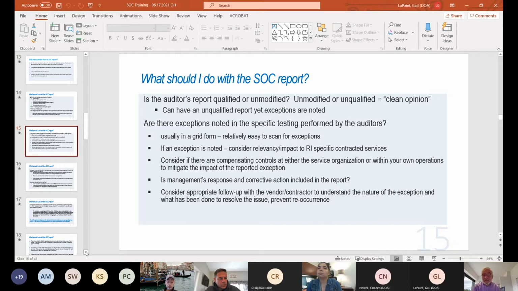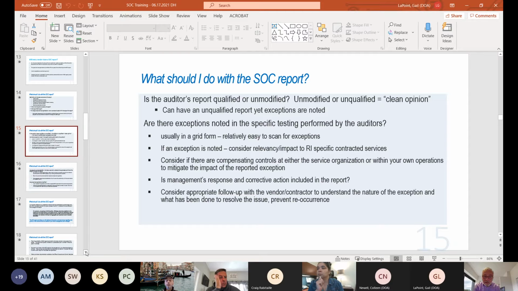If an exception is noted, consider whether that's relevant to the Rhode Island specific contracted services. You might find an exception, but it's not even an area that's relevant to services they're providing for us in the state of Rhode Island. Or you may say, okay, it's an exception, but I don't really see how it has a direct and material impact on their controls for what we've hired them to do. That could be the case, but what we're looking for is that you've at least made that consideration.